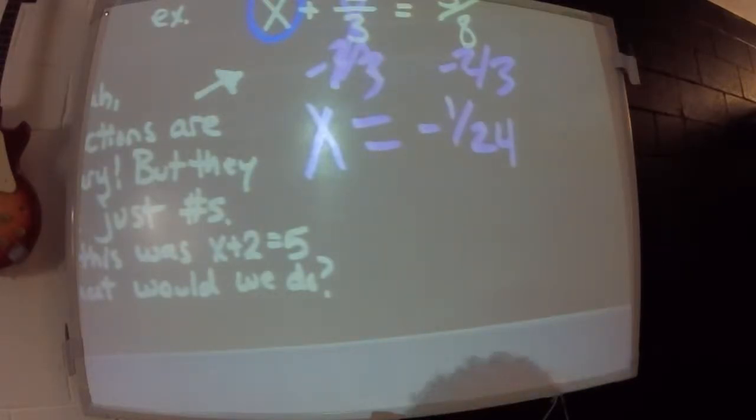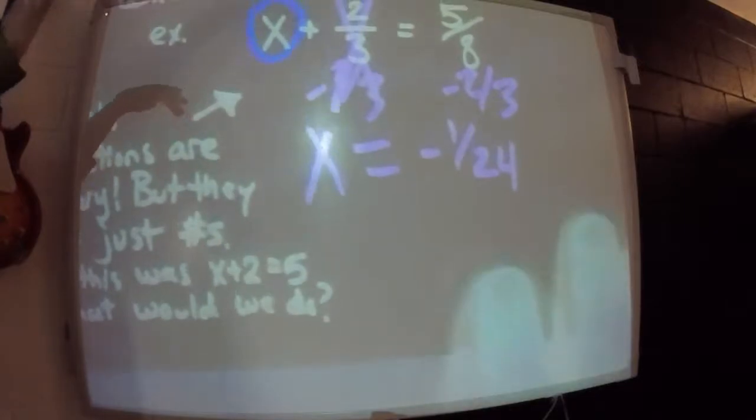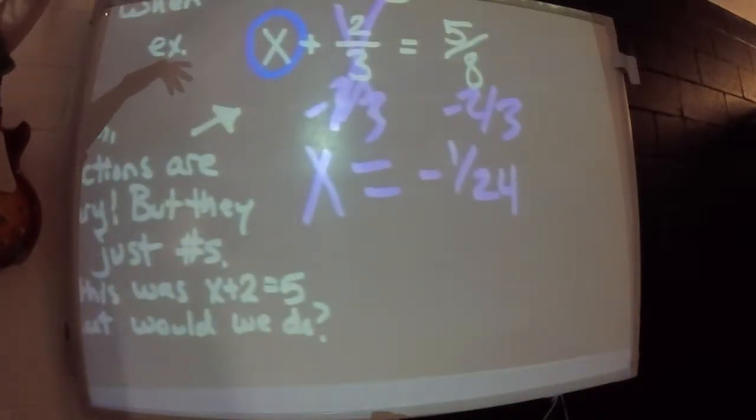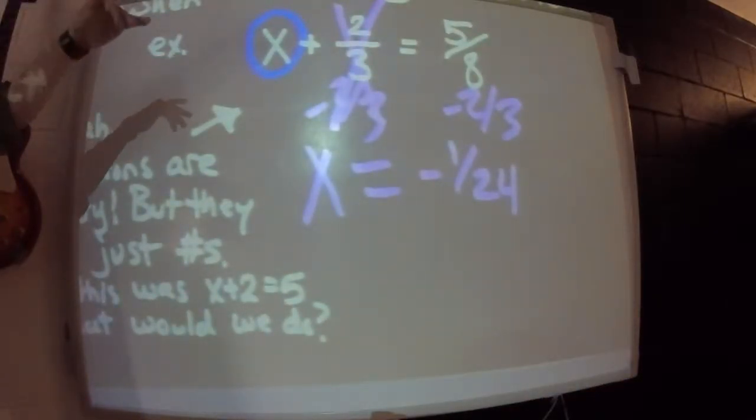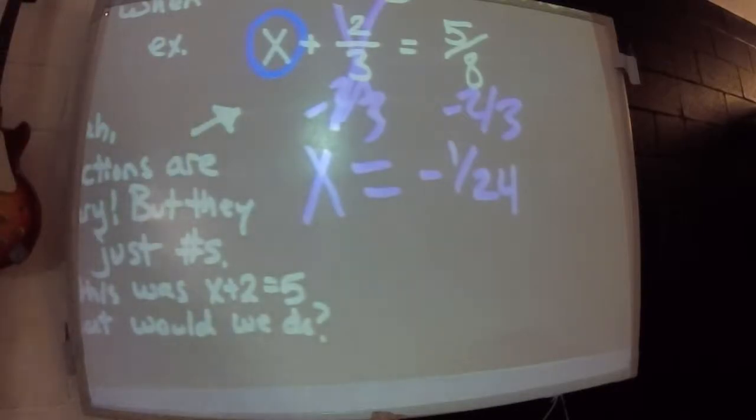So we can do this. We have 2 more pages to go. Any questions on what we just did though? You see how these numbers are going to get ugly, and they can get uglier fast, but it's the same process.